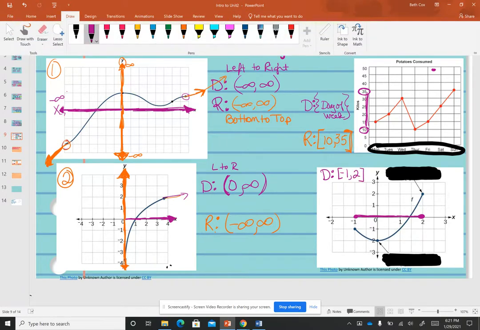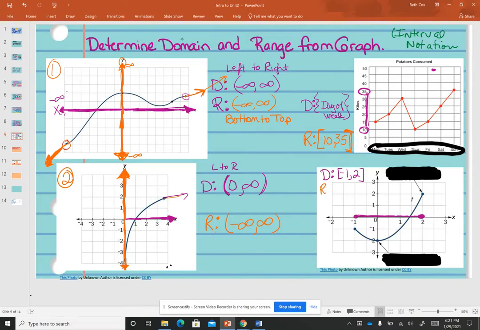And then my range, it's bottom to top, and my bottom number is -2, and all these y values are members of the function, and it stops at +2. So my range is -2 to +2. So that one was a little different. I wanted you to see that one didn't have arrows on it. Okay. So those are some things.